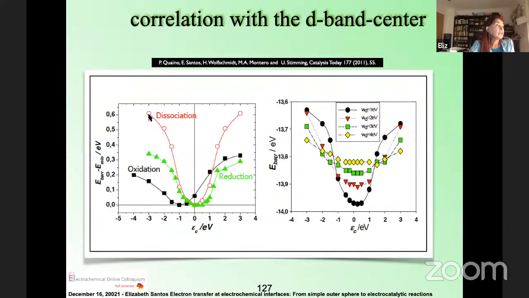But if we see in detail, there are many things that are not so nice. In the case of the dissociation, for example, without electron transfer, we can see here the dependence of the barrier as a function of the position of the D-band center is almost at the Fermi level. But if we consider reduction or oxidation, these curves are no more symmetric. In the case of oxidation, we see here the most favorable position of the D-band is below the Fermi level. And then it depends on how wide is the D-band. These curves can also cross.